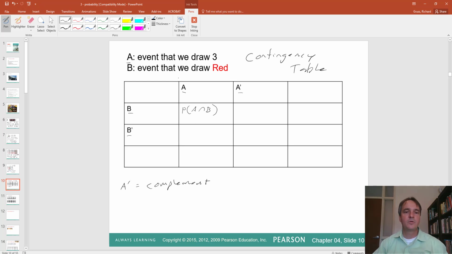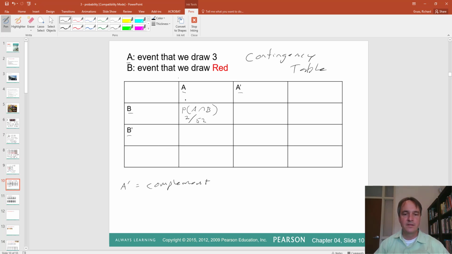Okay, so the probability that we draw a 3 and that it's red. Well, how many reds were there? How many red 3s were there? Well, there were 2 out of 52 possible outcomes.